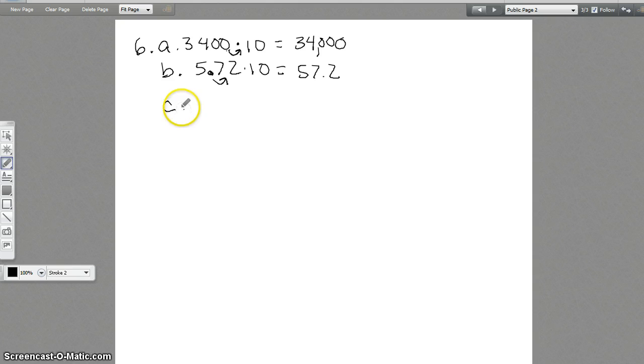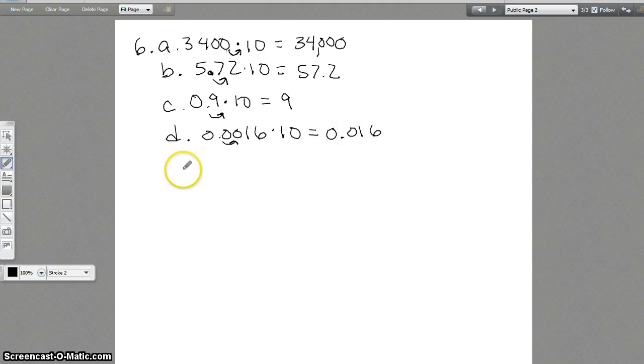Okay, part C, we have 0.9 times 10. When we multiply by 10, again, that's moving our decimal over one place to the right, so that means we have 9. Part D, 0.0016 times 10. We're going to move our decimal one place to the right, so we'll end up with 0.016.